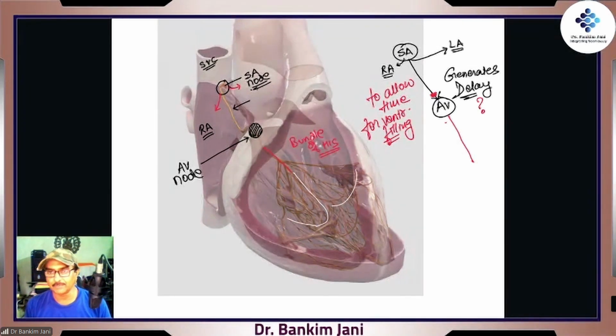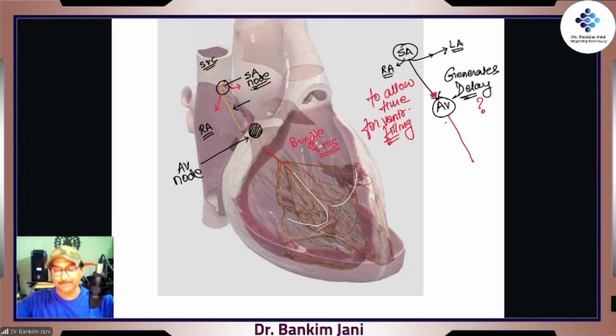How do the signals get to the left atrium? There is one specific branch which goes to the left atrium. So that's why right atrium and left atrium both contract at the same time.